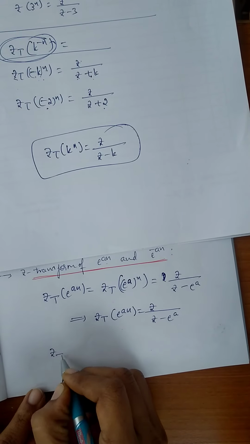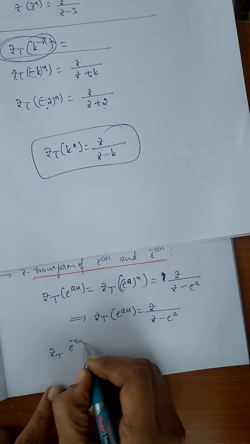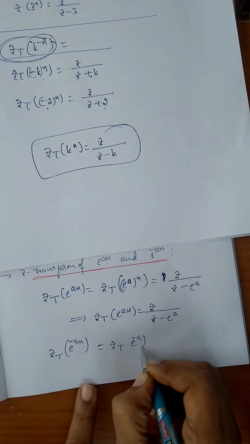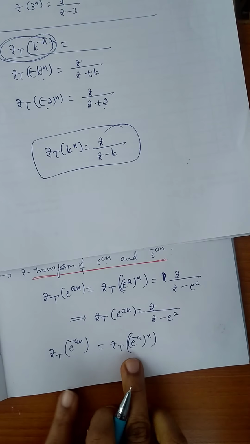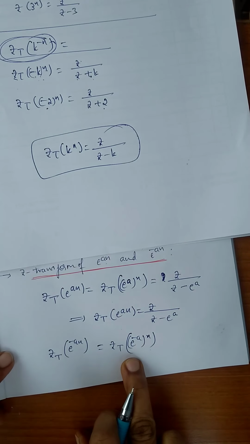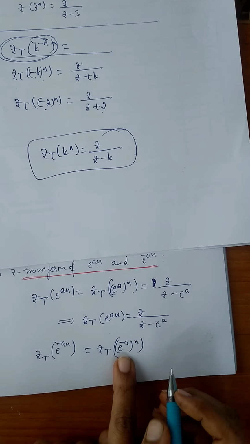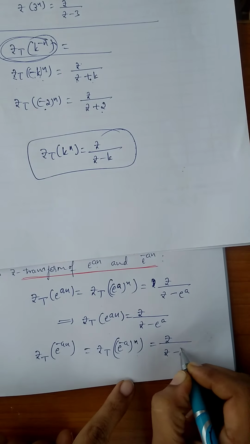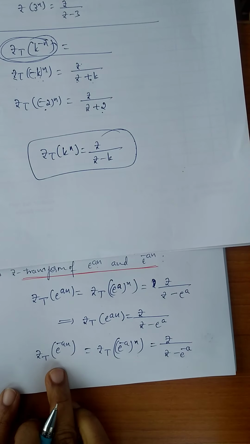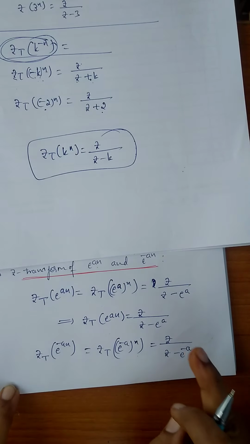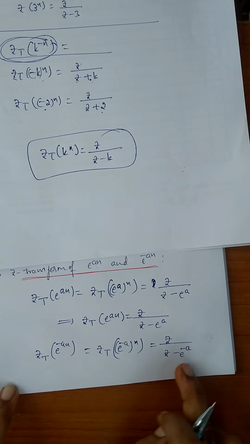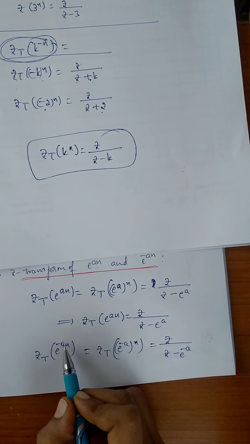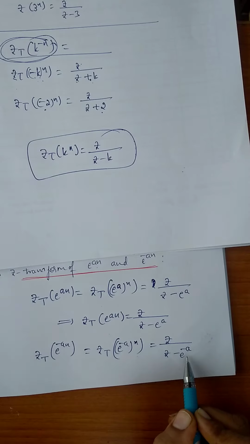Similarly, suppose if you have the negative, the z transform of e to the power of minus n, this we can write as the z transform of e to the power of minus a, power n. Just compare this with the previous formula. In place of k, here we have e to the power of minus a. Therefore I am going to replace k by e to the power of minus a. This is the answer: the z transform of e to the power of minus a is equal to z by z minus e to the power of minus a. The z transform of e to the power of a is z by z minus e to the power of plus a. If you have minus a, we will get minus of e to the power of minus a.